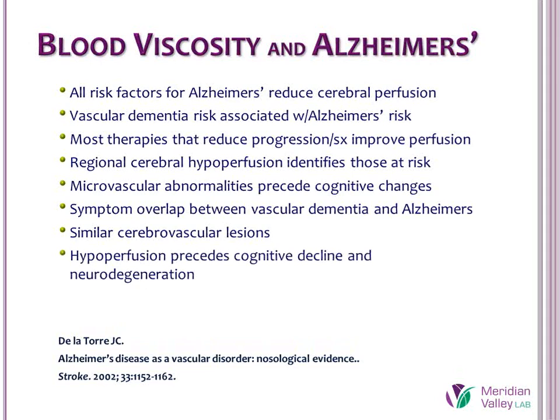Number 8, cerebral hypoperfusion typically precedes hypometabolism, cognitive decline, and neurodegeneration in Alzheimer's disease. And number 9, confirmation of the heterogeneous and multifactorial nature of Alzheimer's disease, likely resulting from the diverse presence of vascular risk factors or indicators of vascular dementia. So this is a really very interesting paper to read. I highly recommend it. And as I said, he puts forth a very compelling case.